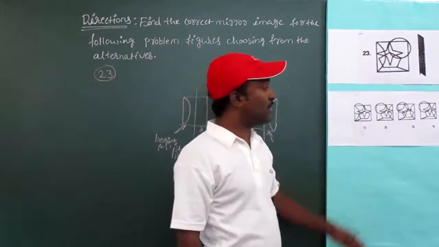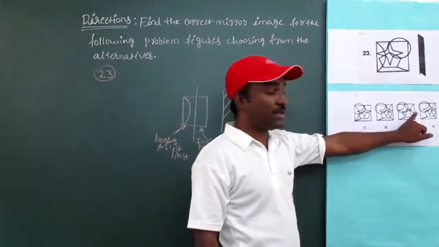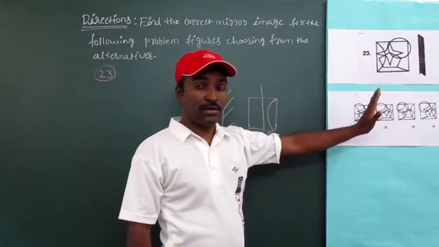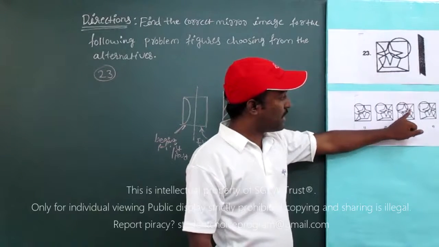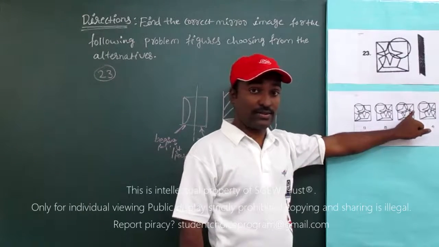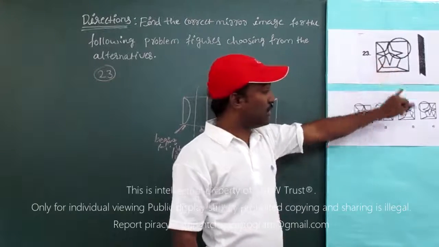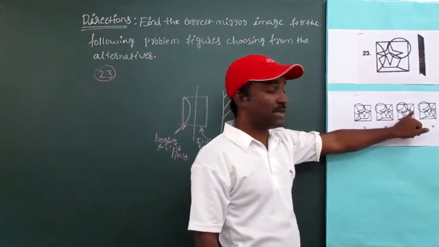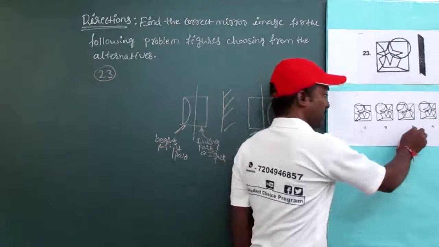Now I will move to the third option. In the third option, if you see, the curve is present at the end of the given figure, but you can see that the star is not touching that side, but it has to touch as given in the main figure. The star is not touching that side, that's why I will eliminate this option. The third option is eliminated.